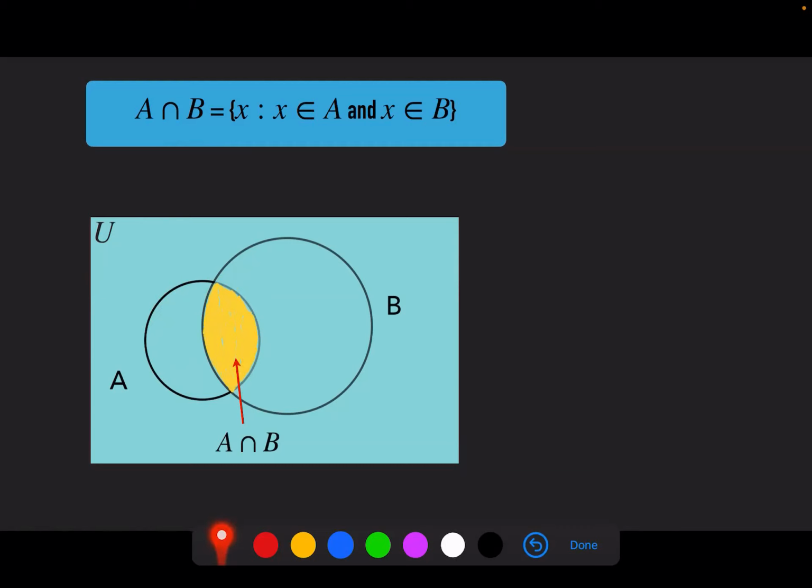For example, let's say I was talking about students playing cricket and football, right? Suppose A represents the number of students playing football, let's say there are 25 students. And then B represents the number of students playing cricket, so let's say there are 30 students. And then let's say the total students in a class.